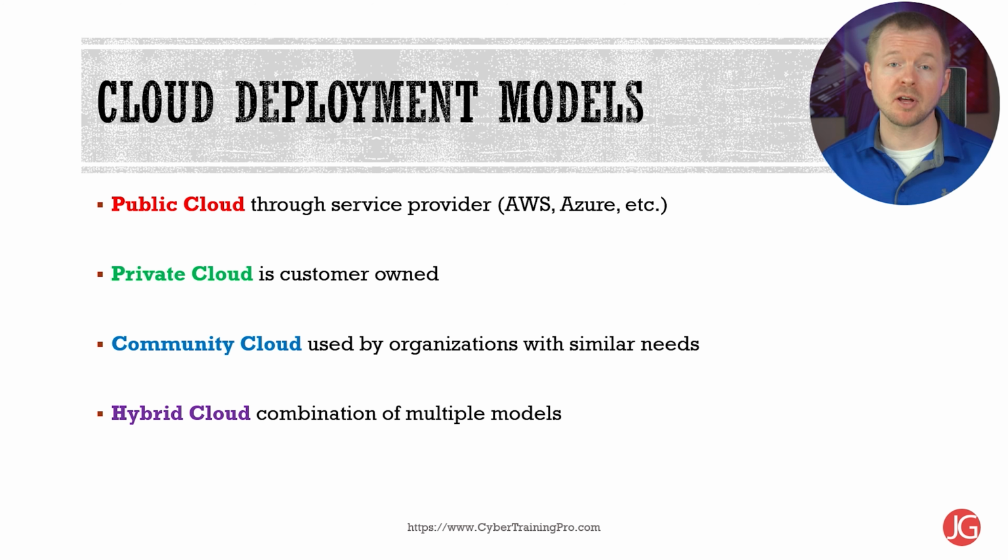Community cloud is like a private cloud, but it's used by more than one organization that has similar goals or needs. For example, if you had several healthcare companies who had the same privacy requirements, they could set up a community cloud for all of them to access. And then hybrid cloud combines multiple deployment models. For example, a company might have specific internal applications that they want to privately host, but then they also want to have services like web servers that they want publicly accessible.